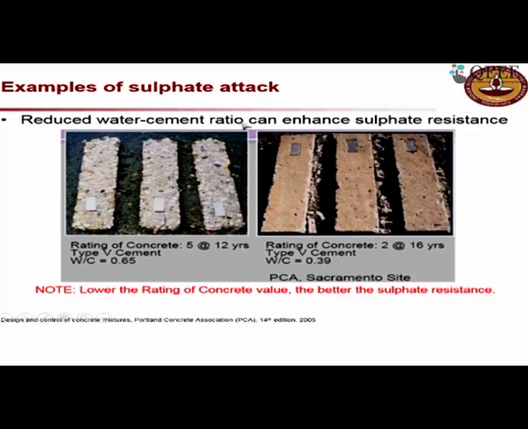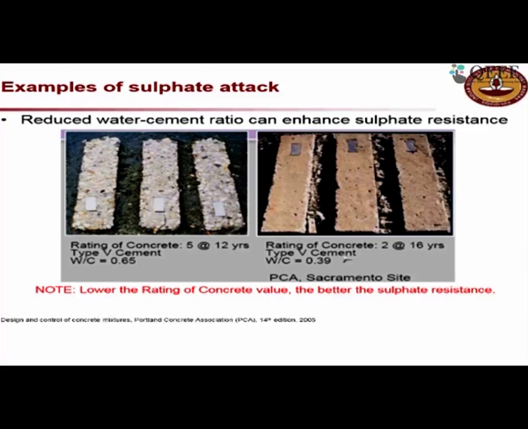Another example of how we can control this is to reduce the water cement ratio. By reducing the water cement ratio, you are increasing the resistance against sulfates, or in other words, you are reducing the permeability. So with low permeable concrete, as in the case on the right side here, you can see the water cement ratio in the image on the left side is 0.65, over here it is, let's say, 0.4. So the lower the water cement ratio, the higher the resistance against sulfate, and both of these were made of the same type of sulfate resistant cement.